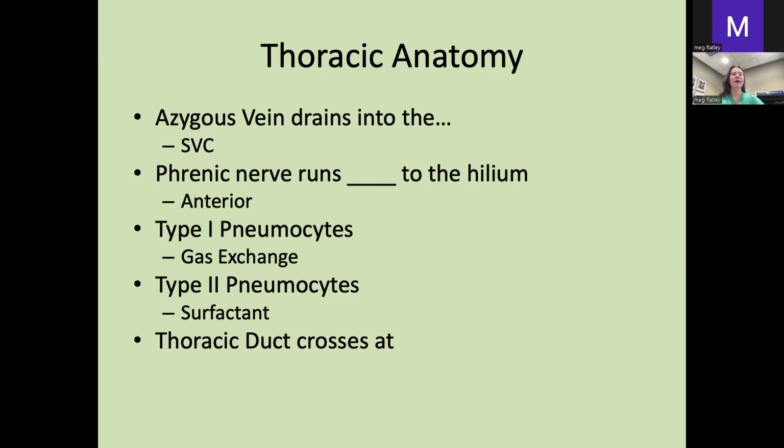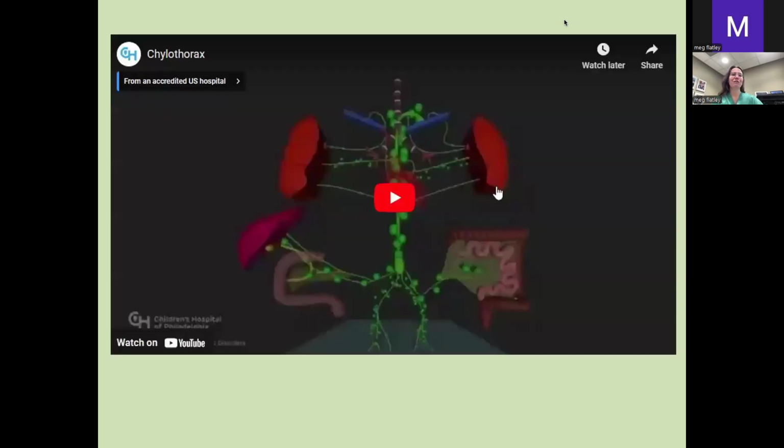I don't know why, but I have historically found this hard to think about, so I found this cute video on the internet. Do you want to do it? Sorry, Joe knew the answer to that. Joe knew that the thoracic duct crosses at T4, T5, and we are proud of him.